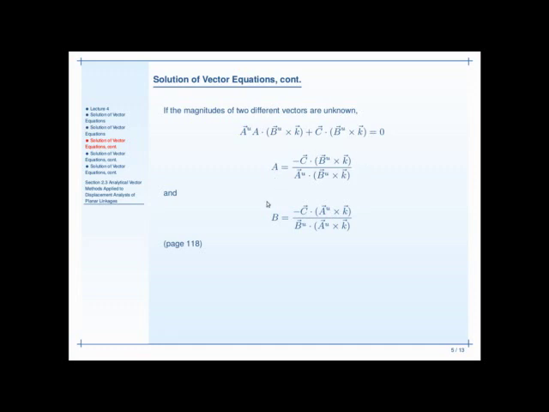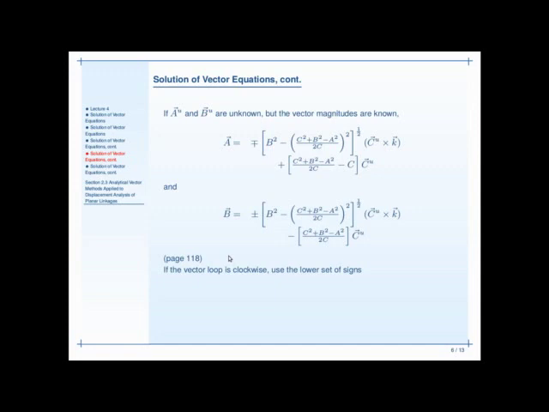Again, going back to our single degree of freedom concept, if we know the magnitude of one of these vectors, in this case C, then we can use that to find the magnitudes of A and B. The derivation of these equations is on page 118. It's a little bit tedious, so I'm not going to take you through it, but please do glance through it just so you can get a feel for what's going on.